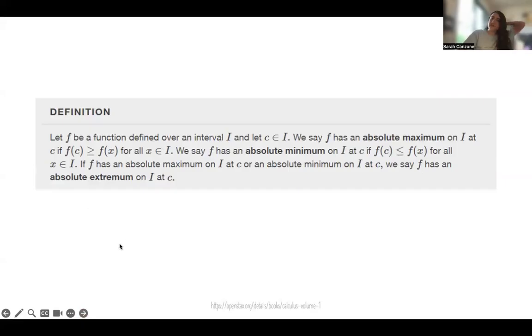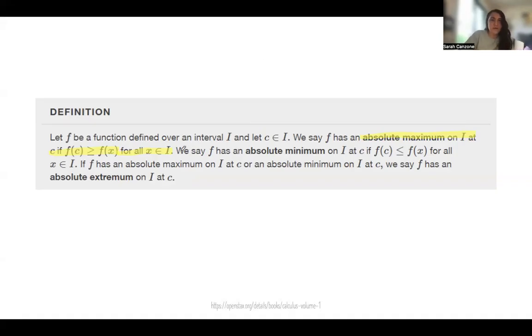So let's go ahead and start getting some formal definitions. If f is defined over some interval, again, this means c in I, c in some interval, we say that f has an absolute maximum on I at c if f of c is greater than f of x for all x in I. So that means if your y value at c is greater than all y values everywhere else for all of your x, then it's an absolute maximum, which is exactly what we discussed, right? If your y value here is greater than everything else, that's the absolute maximum. That's what this is saying.